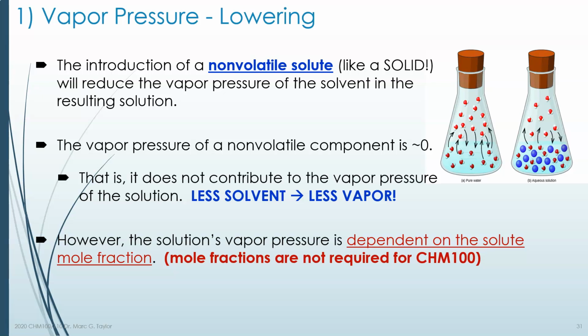So the solution's vapor pressure is dependent on the solute concentration, and the unit of concentration for this particular measurement is the mole fraction, and we don't discuss that much in Chem 100. In fact, we don't talk about that at all. So just understand that that's a unit of concentration. If the concentration of the solute is down, the vapor pressure will be high. If the solute concentration is up, there's less solvent to produce vapor, so the vapor pressure will be lowered.